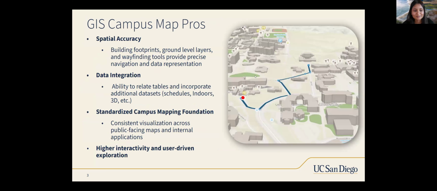So in reflecting on all of these limitations, we've developed a GIS campus map. It's a prototype, a pilot in first draft form, but already we've identified several benefits of having it in this platform. Among those is the spatial accuracy that it brings. We have building footprints and ground level layers that accurately show our walking paths, bike paths, parking lots, all of our landscape features, just to name a few. And this really enhances the wayfinding experience when what you're viewing on the map is accurate to what's on the ground. And again, to mention the data integration, using our enterprise GIS system, we can relate a number of tables.